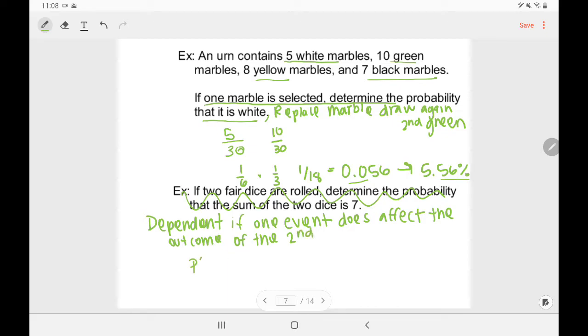And if I want to know the probability of A and B happening, then I calculate the probability of A, and I still can multiply it by the probability of B, but my probability of B is going to change a little bit. We're going to say probability of B after A.